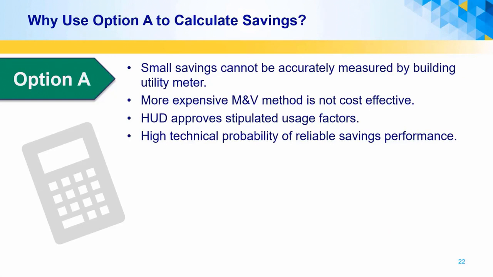You may ask, why use option A to calculate savings? Not all savings can be accurately measured by a utility meter. Sometimes savings are too small to accurately measure with a building level meter. If equipment has a high probability of producing savings over time, more expensive methods may not necessarily be cost effective.